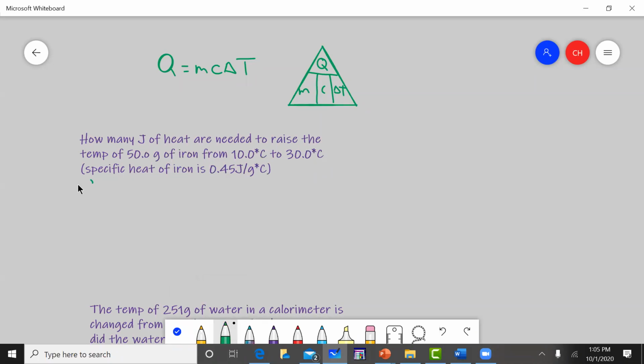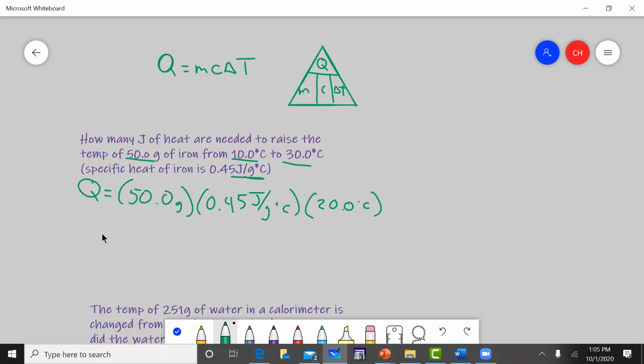So I know that I want to find Q, and I know Q equals my mass. So where's mass? There's mass. All right, 50.0 grams, and it needs to be in whatever the specific heat units are. So if this is grams, this needs to be grams. My specific heat for iron is 0.45 joules per gram degree Celsius. And then my change in temperature is going to be final minus initial. So 30 minus 10 is going to be a change of 20.0 degrees Celsius.